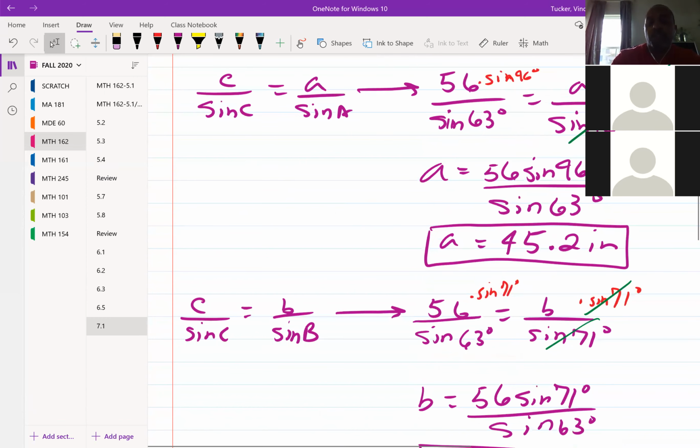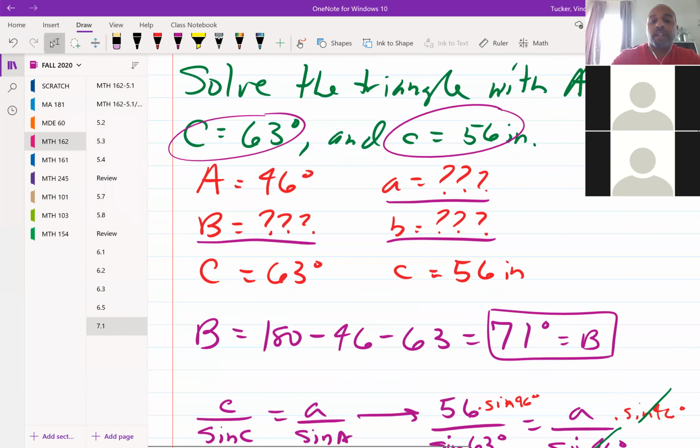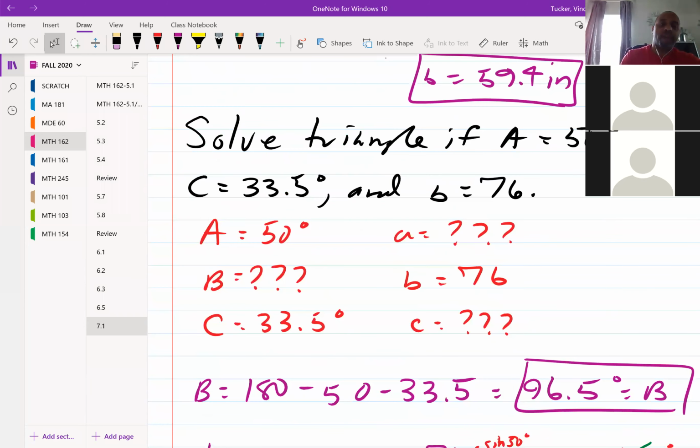All right, so the next problem is very similar, just that before, we were given one full relationship in those c's, capital C and lowercase c. In this next one, we don't have one initially. We have capital A, which is 50, capital C, which is 33.5, and lowercase b, which is 76. Once again, the easiest one to find is capital B. Subtract capital A and capital C from 180 degrees. That'll give us 96.5 for our capital B.